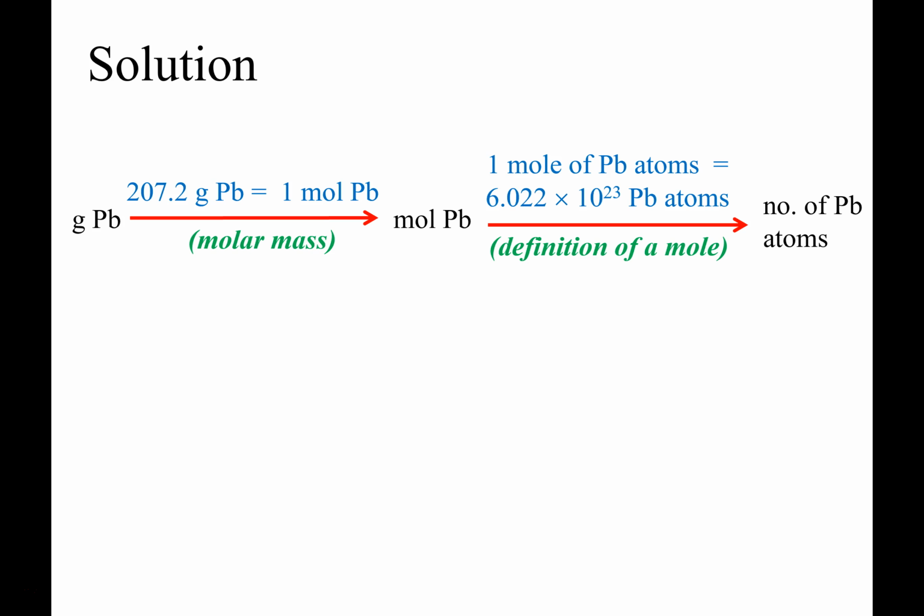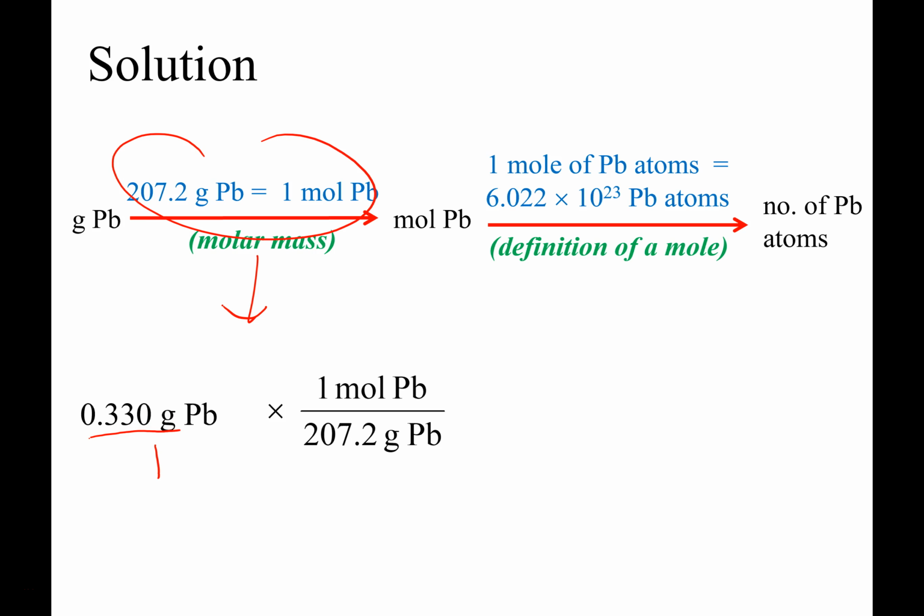So here we go. What's our first term going to be? 0.330 grams of Pb. What about the next term? I put it over 1. What about the next term? 1 mole over 207.2 grams. Yep. 1 mole Pb over 207.2 grams of Pb. And since we're only dealing with lead here, you wouldn't have to write the Pb, but you can. So our grams will cancel.